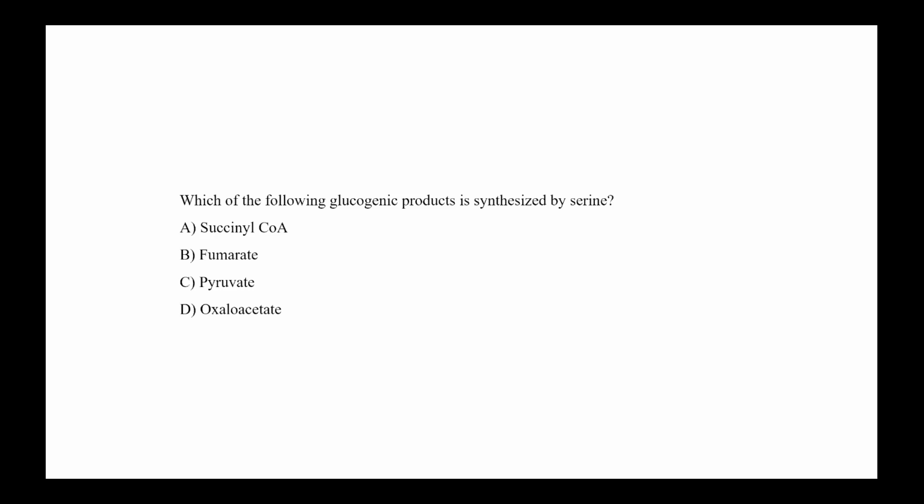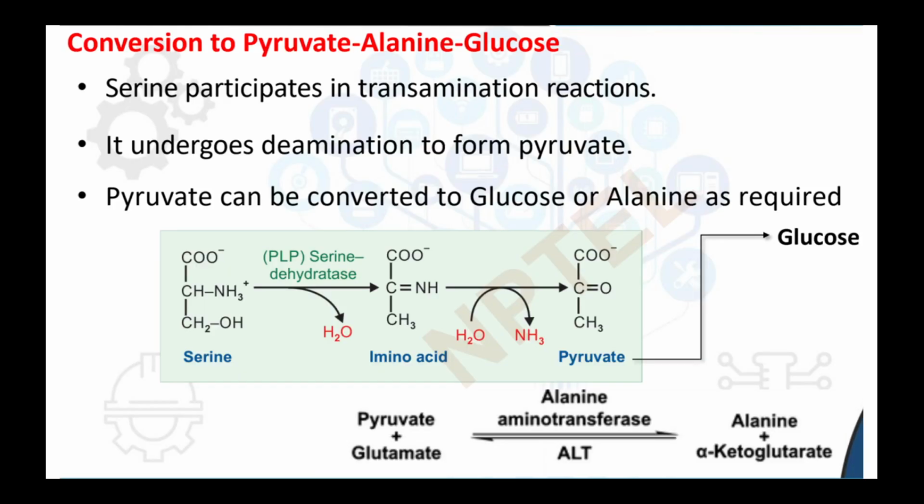You are saying option C, pyruvate. That is the correct answer. So serine can be converted into pyruvate by serine dehydratase enzyme. Serine undergoes deamination to form pyruvate. Pyruvate can be converted to glucose or alanine as required. That we know, this is a gluconeogenesis pathway.